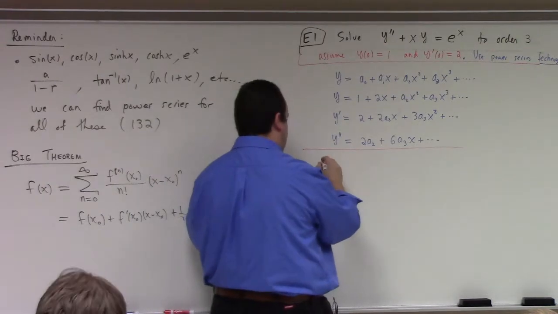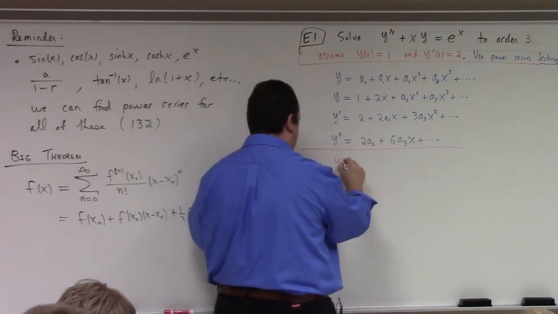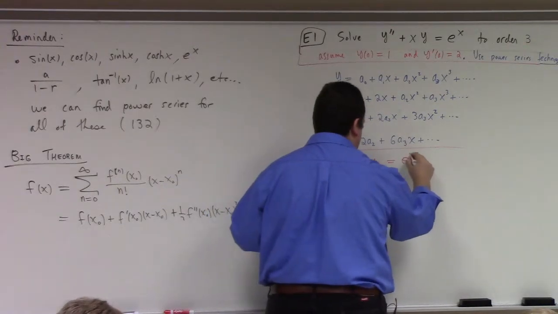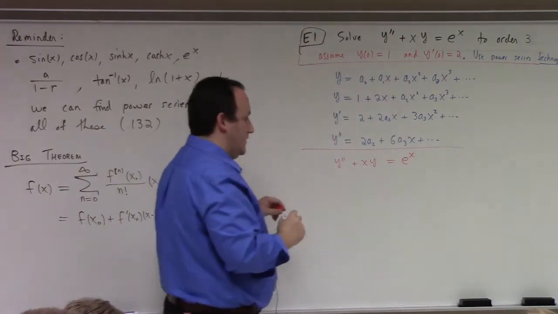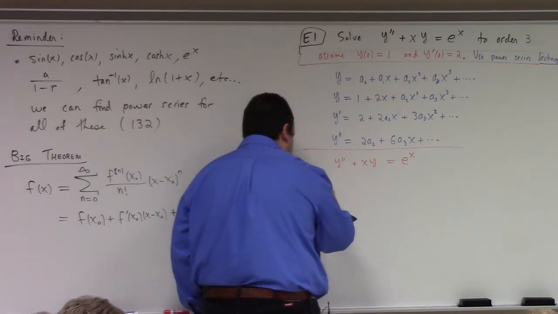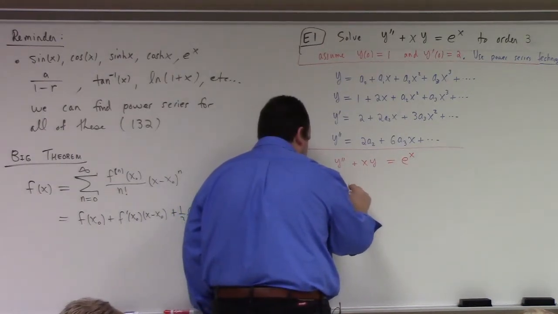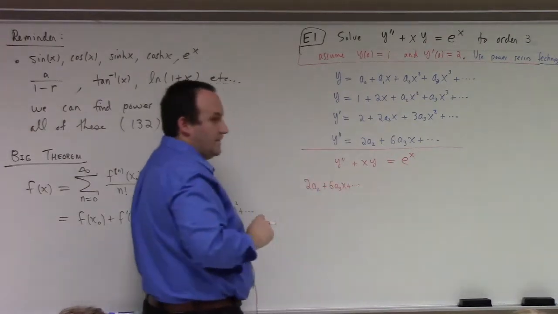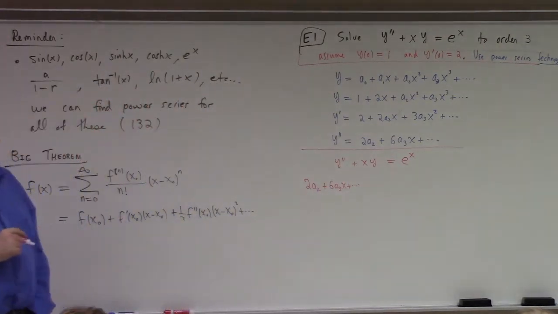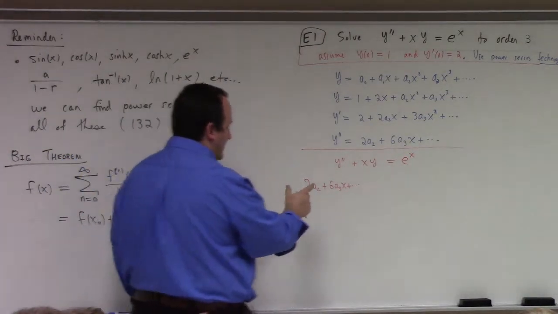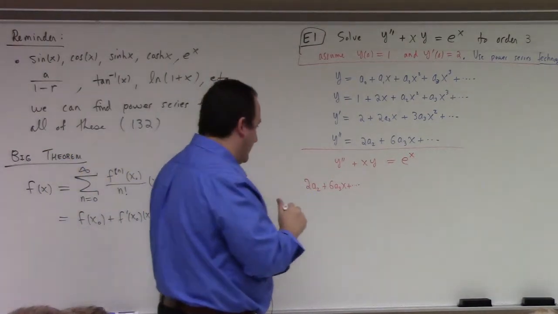So we've got y prime prime plus xy equals e to the x. Okay, so y prime prime is 2a2 plus 6a3x plus stuff. I believe if I just look at this to order 2, I'll be able to get enough equations. We could see if I'm right or wrong. So I'm just going to keep terms up to order x in here and see if I can get away with it.